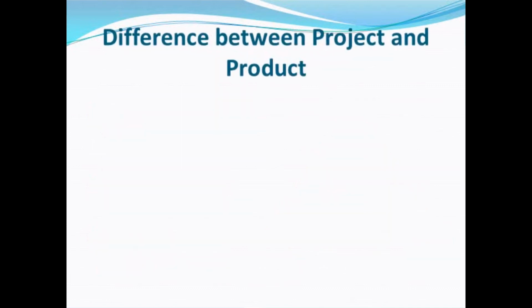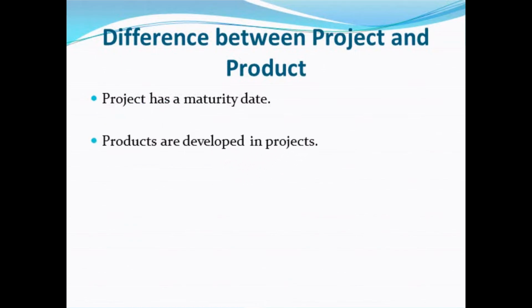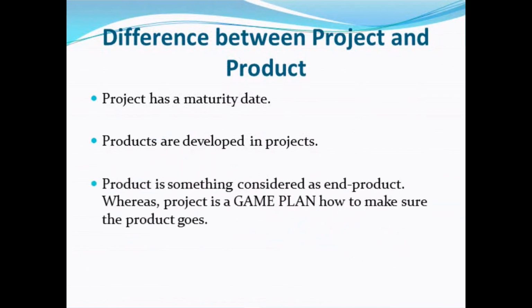There is a difference between a project and a product. Let us understand how and why a project and a product are different from each other. From the above examples, we are now able to differentiate them. A project has a maturity date, and products are developed in projects. A product is something considered as an end product, whereas a project is a game plan on how to make sure the product gets made.